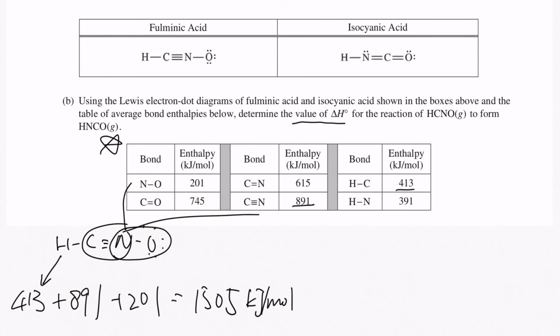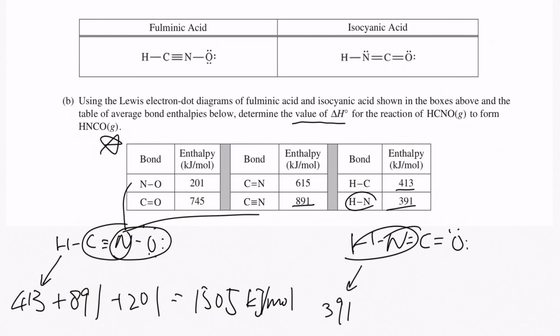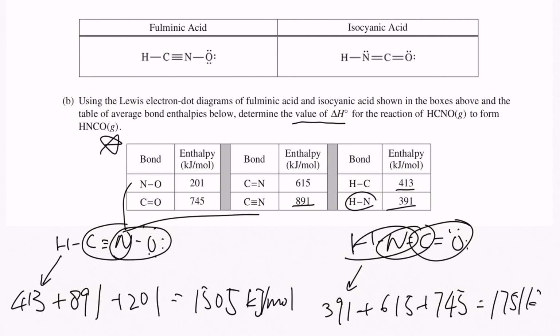And for the other one, HNCO, the H-N bond is 391. The N-C bond is 615, and this is 745. So this is 1751 kilojoule per mole.